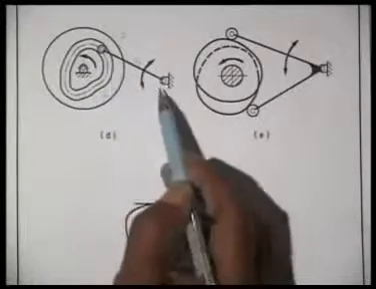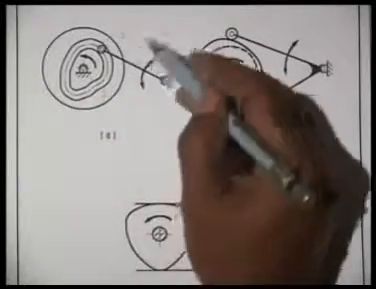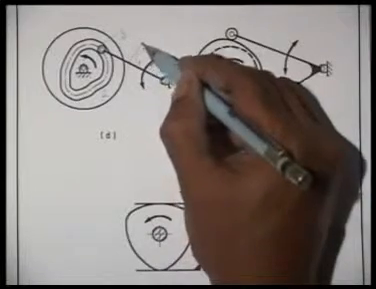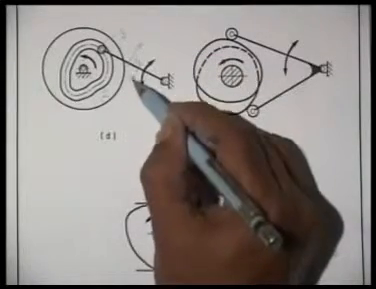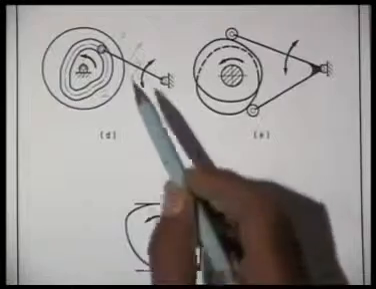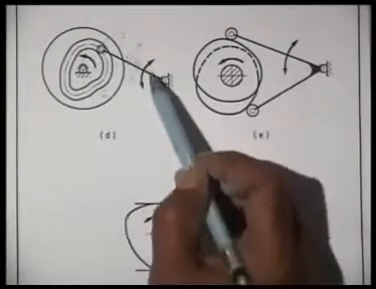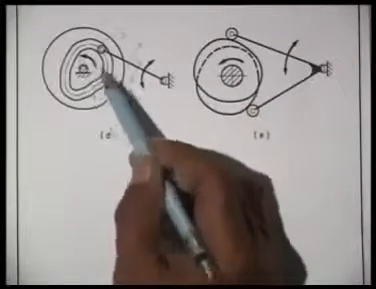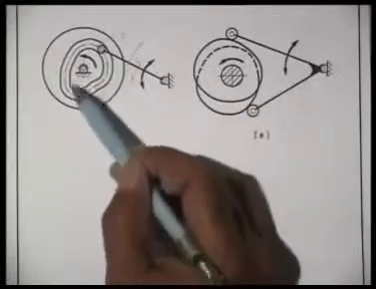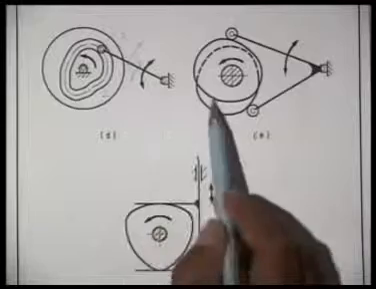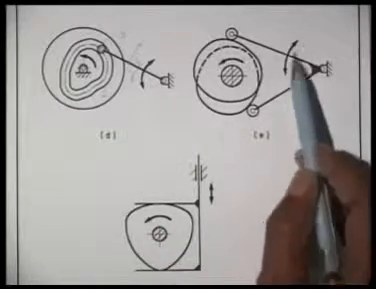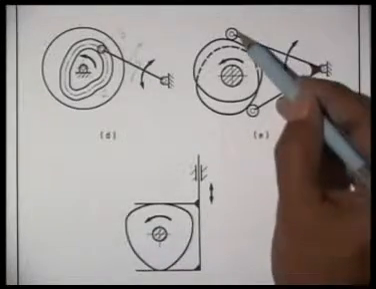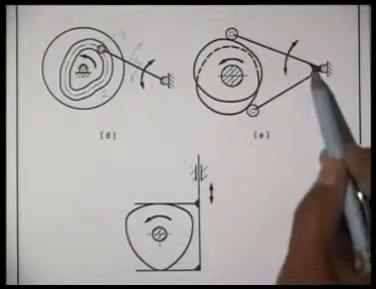There is no chance of losing contact either during this motion or during this motion. As we see, there is no need of a spring, but this cam is more complicated than the previous one where we used a spring, because you have to cut a groove. Same thing is shown here. Again, we do not need a spring, but we are using 2 rollers with this follower.